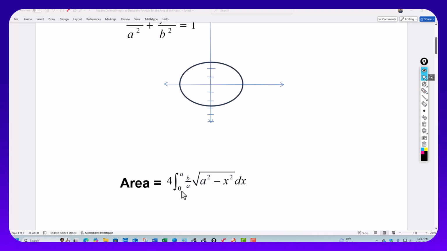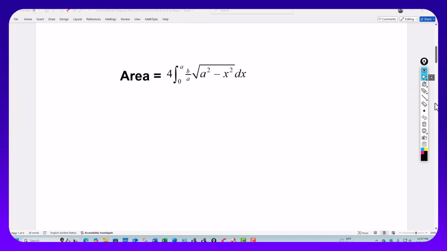So here's what we wind up with. The area would be given by this integral from 0 to a of b over a multiplied by the square root of a squared minus x squared dx. That's going to be the area, like I said, of this section here in the first quadrant. Multiplied by 4, that gives me the total area. And this is going to involve a trig substitution.